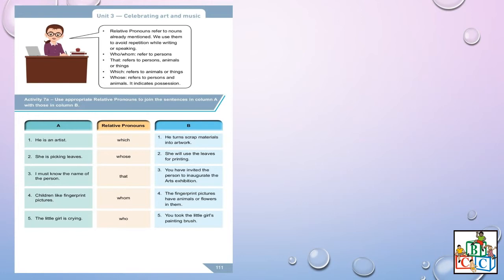She is picking leaves. She will use the leaves for printing. So you are going to read all the sentences like I am doing right now. She is picking leaves. She will use the leaves for printing. You will have to see the correct relative pronoun.